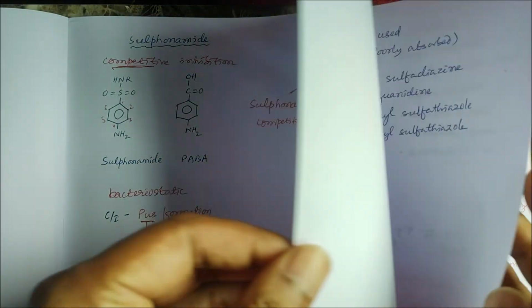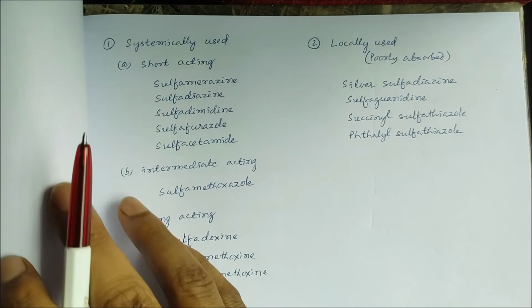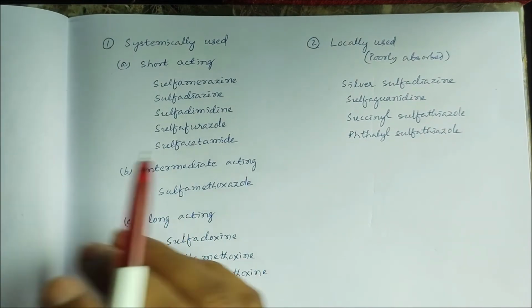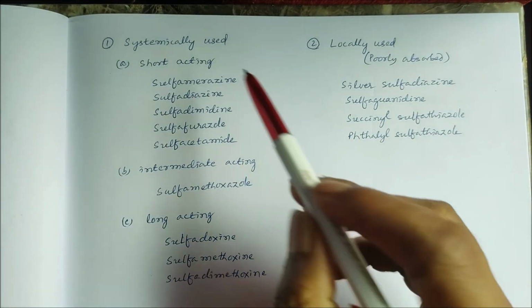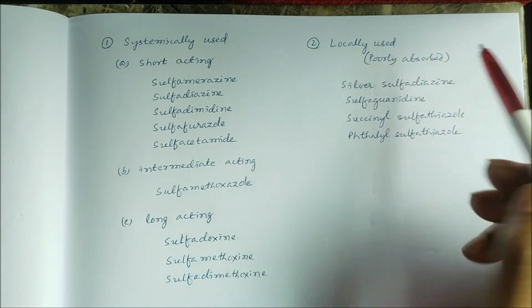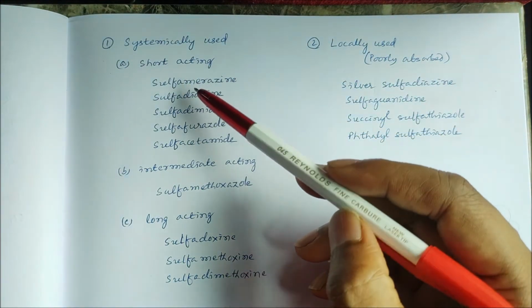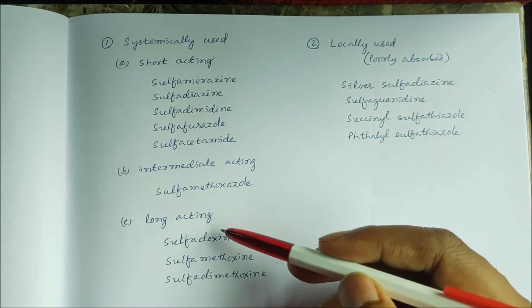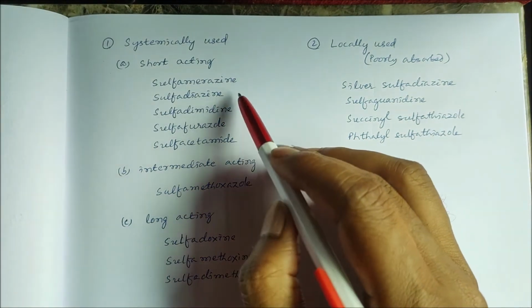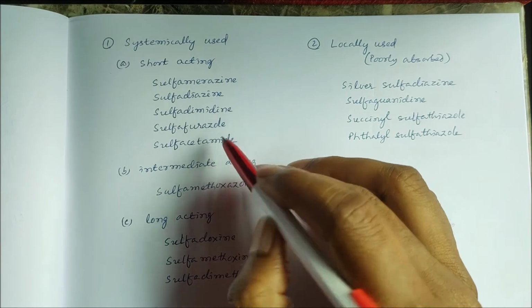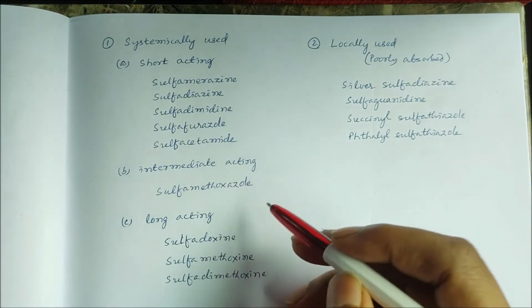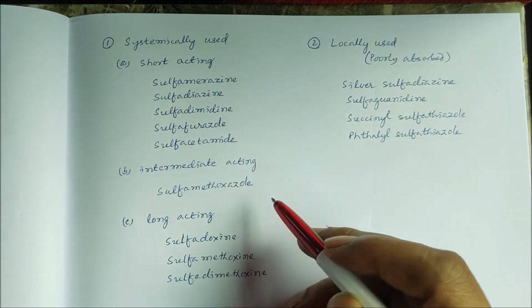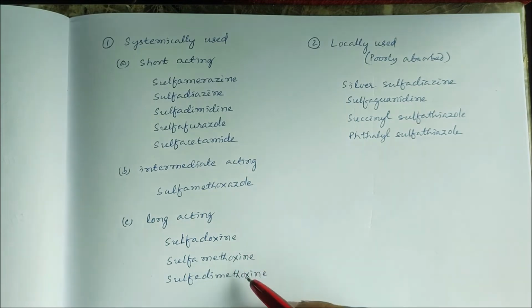Then we can classify the sulfonamides as systemically used and locally used. Systemically used, again based on the duration of action, we can classify them as short acting, intermediate acting and long acting. Short acting: sulfamerazine, sulfadiazine, sulfadiamidine, sulfafurazole, sulfacetamide. Intermediate acting: sulfamethoxazole. Long acting: sulfadoxine, sulfamethoxine, sulfadimethoxine.